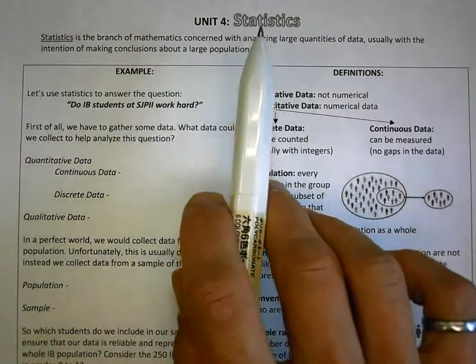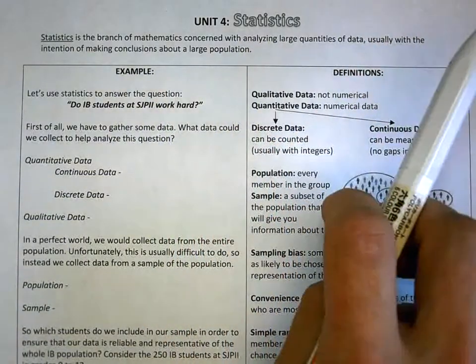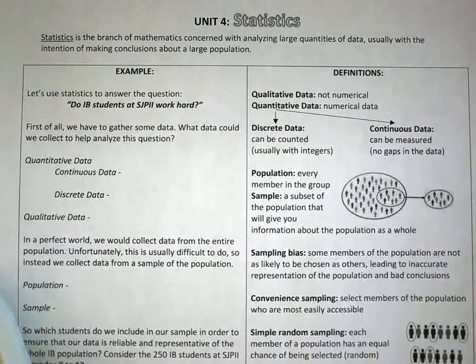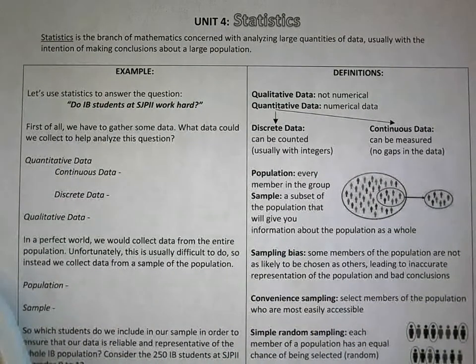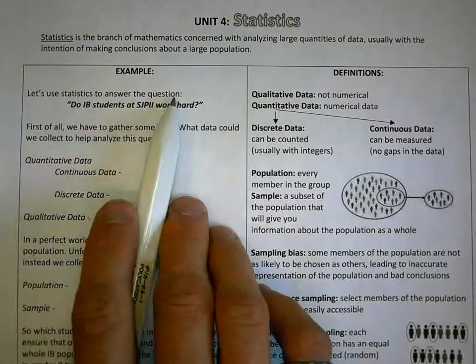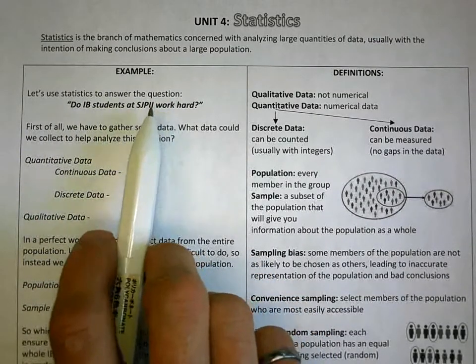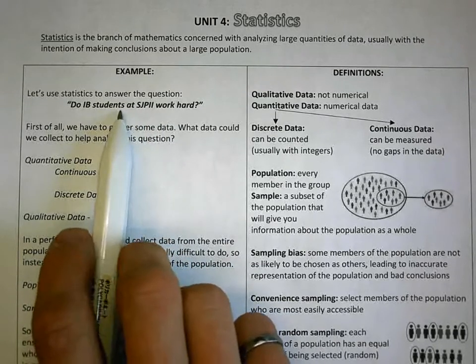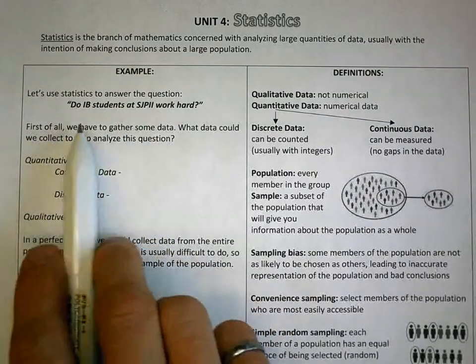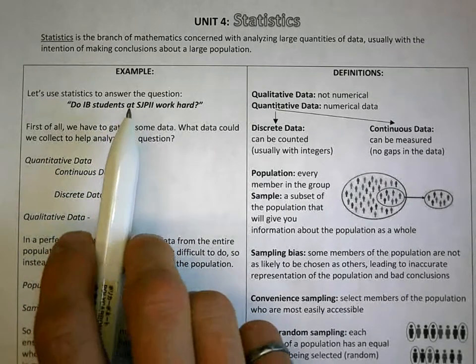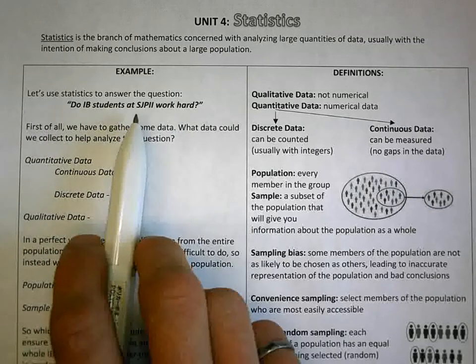So there's a lot of definitions to get to know before we even start the chapter. And so what I have is a long example that we're going to work on to get to know these definitions. We're going to try to answer the question, do IB students at St. John Paul II work hard? Well, that's a big question. First of all, we need to gather some data. How are we going to know whether students are working hard or not? If I had to interview every student, what information am I going to get from them?